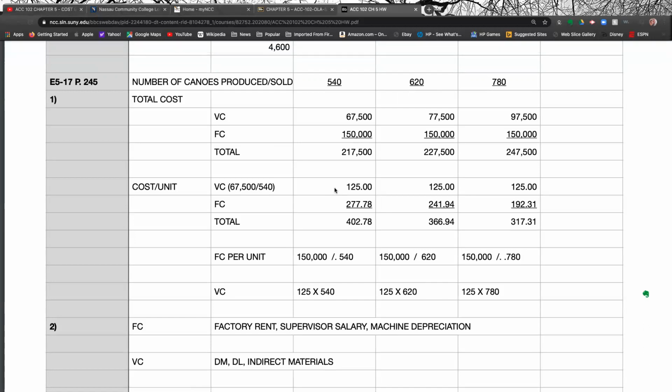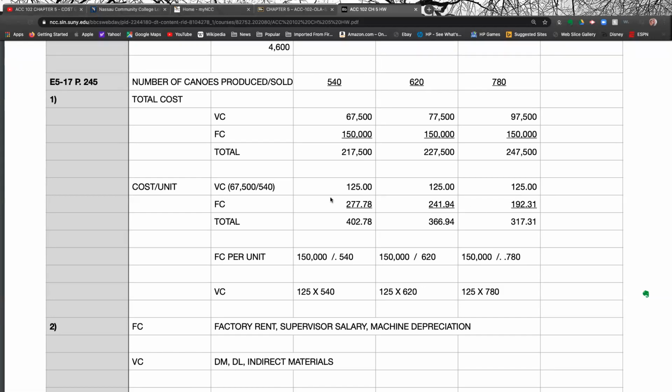And what do we know about variable costs? Remember the discussion on the preceding video about variable costs and fixed costs. As the level of production increases, see how it goes from 540 to 620 to 780? The variable costs increase. The fixed costs stay the same. But on a per unit basis, the variable costs stay the same while the fixed costs decrease.